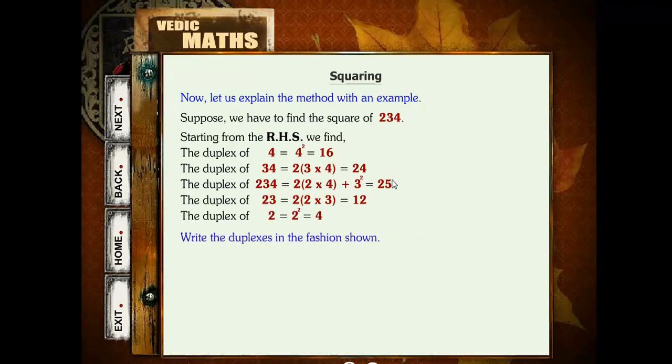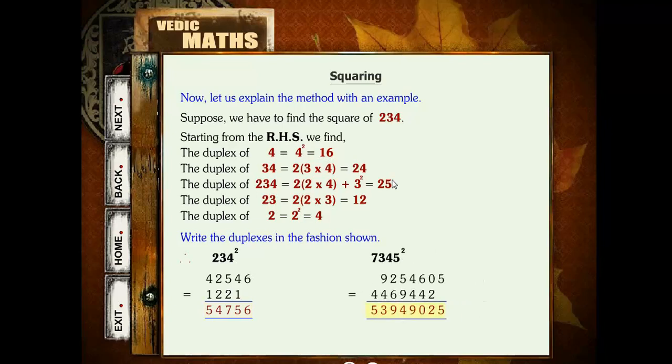Now write the duplexes in the fashion shown. Therefore, the square of 234 is equal to 54756. Similarly, the square of 7345 is equal to 53949025. Note that if a number consists of n digits, then its square will consist of either 2n or 2n minus 1 digits.